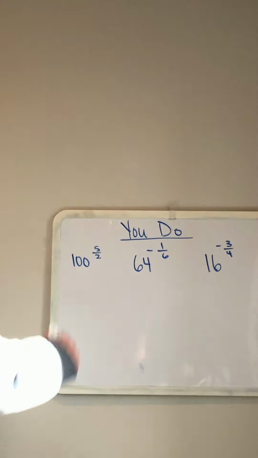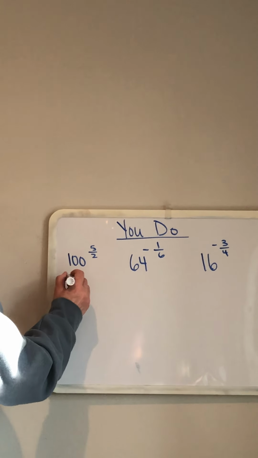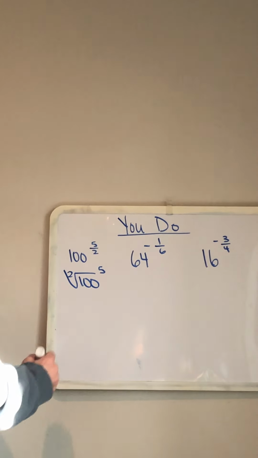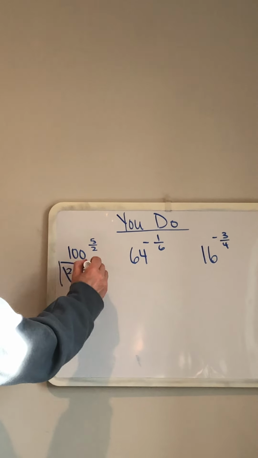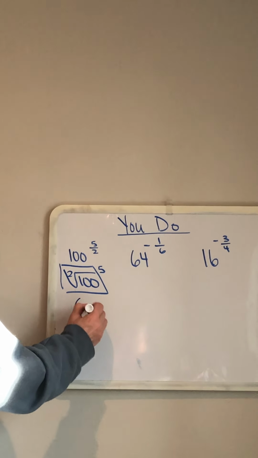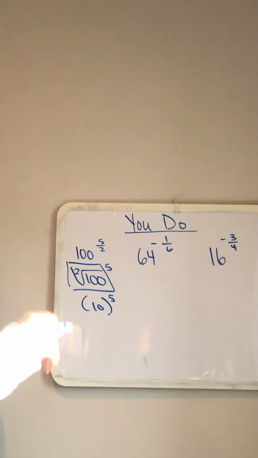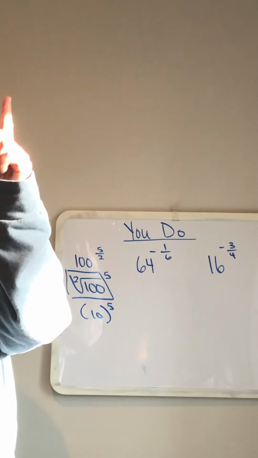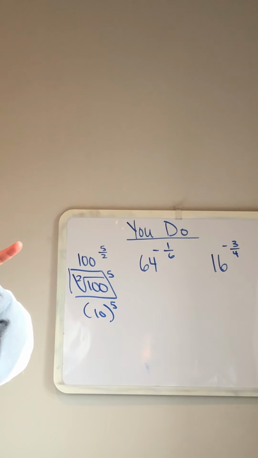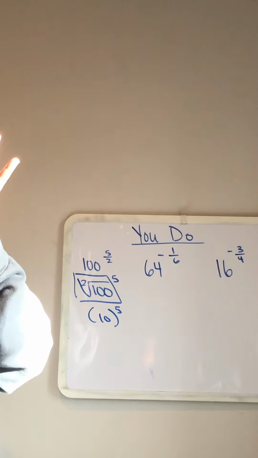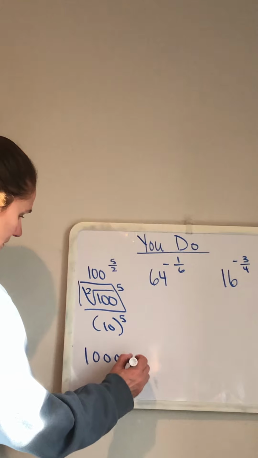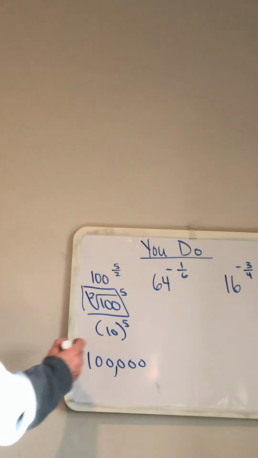First one, 100 to the 5/2 means the square root of 100 to the 5th. The square root of 100 is 10. So now you have 10 to the 5th. That means you have to do 10 times 10 times 10 times 10 times 10. Easiest way to do that is put a 1 with 5 zeros. So your answer is 1 with 5 zeros. That is 100,000.